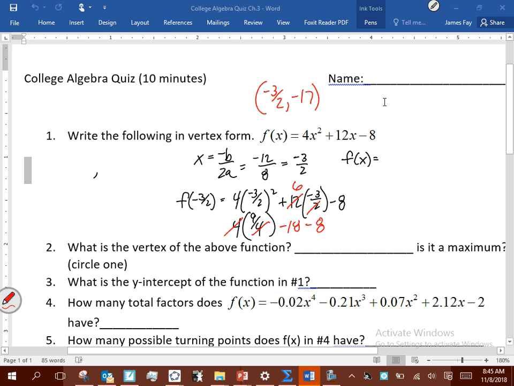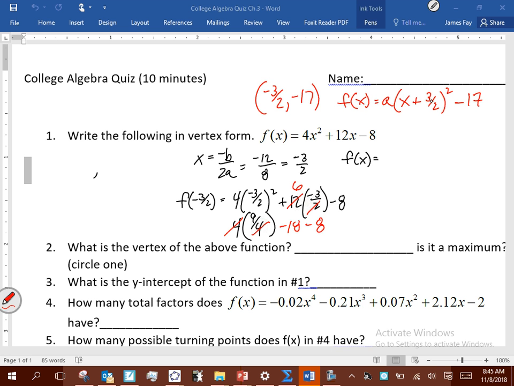All vertex form quadratics are of this form: a times x minus your vertex, sorry, not center, vertex. So it's minus a negative 3 halves, so it would be plus 3 halves, squared, and then plus the y coordinate of your vertex, so plus the negative 17. Now, I just got to pay attention.